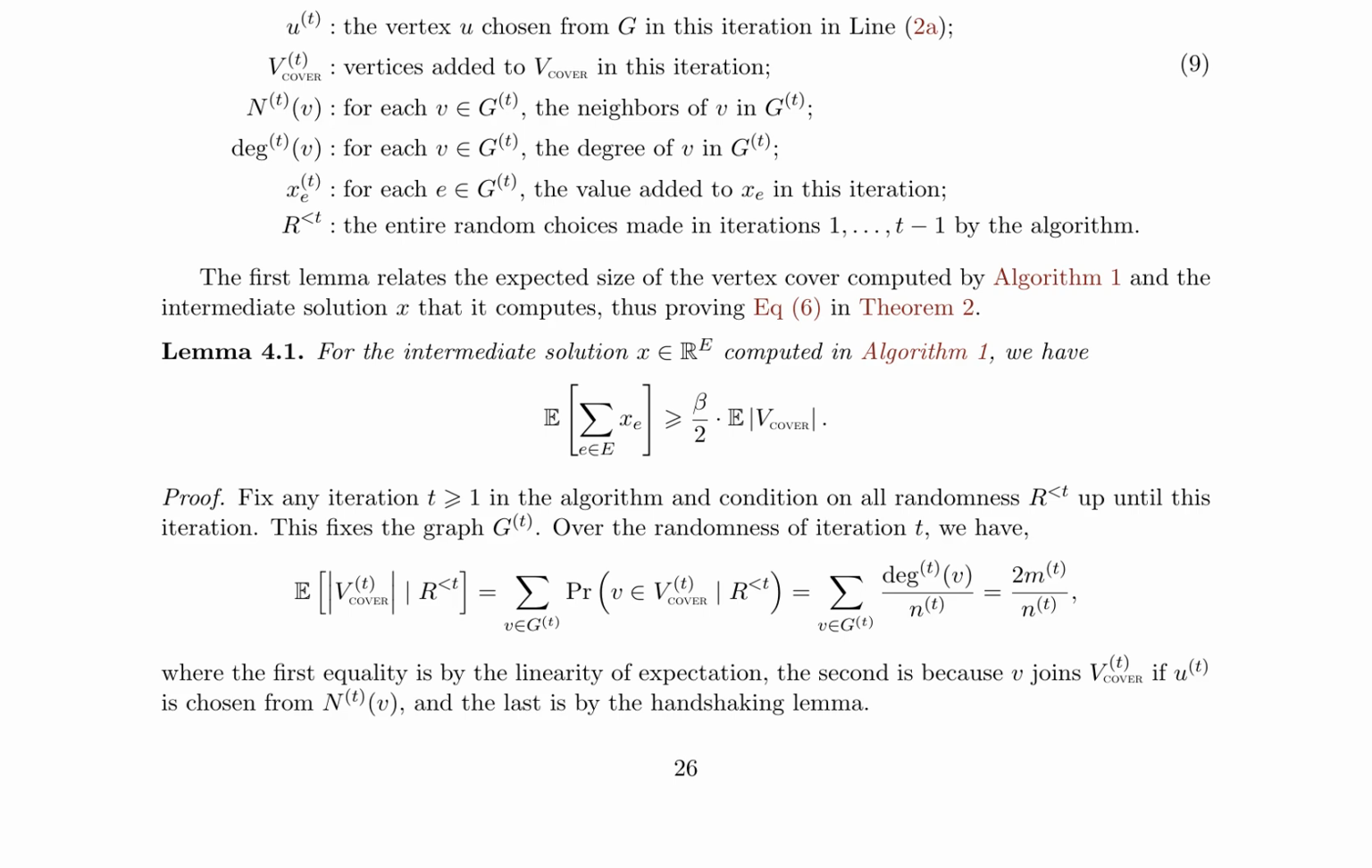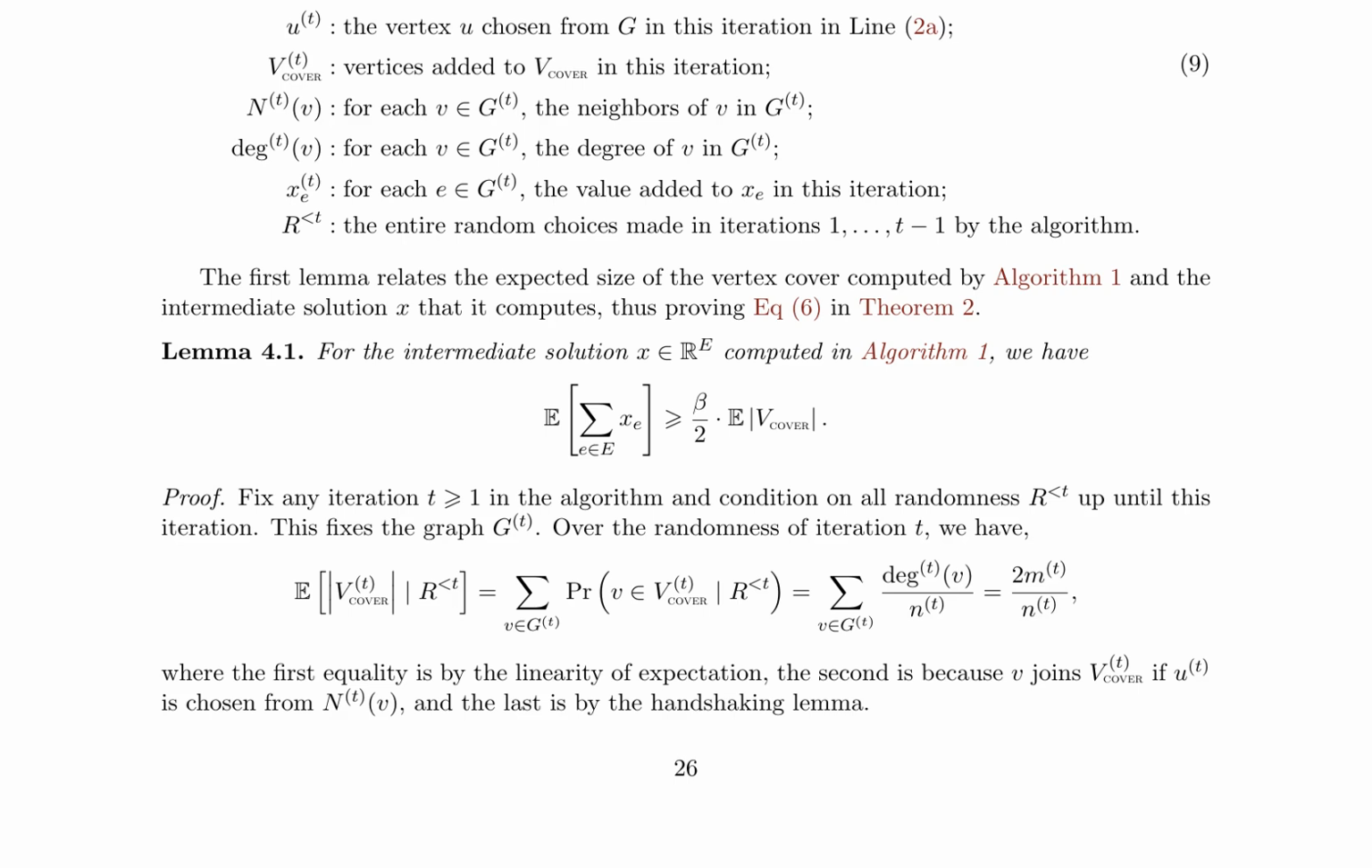The first lemma, Lemma 4.1, relates the expected size of the vertex cover computed by Algorithm 1 to the intermediate solution x. The lemma states that the expected size of the vertex cover is at least beta times the expected size of the intermediate solution.